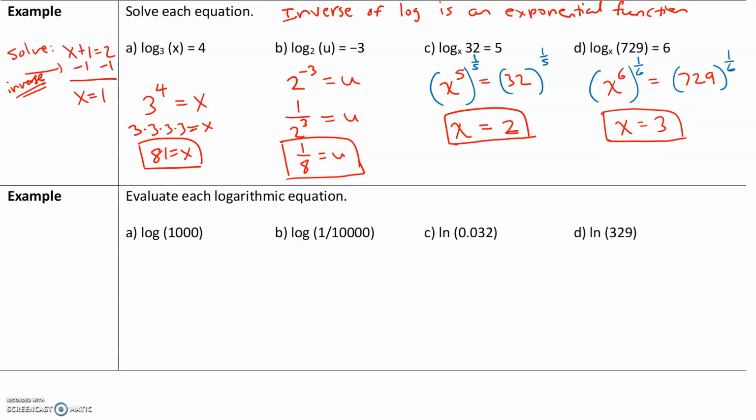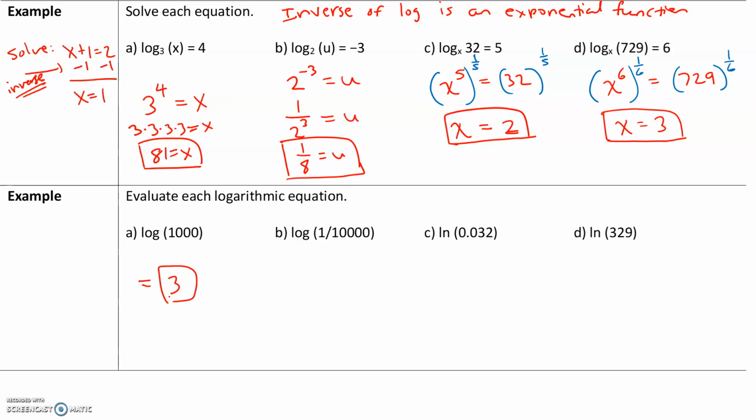Now the last few, you just put them on a calculator. So here you just have to know how to use your calculator. All your calculators will have a log button. And if you take the log of 1000 and put that in a calculator, you're going to get 3 as the answer.